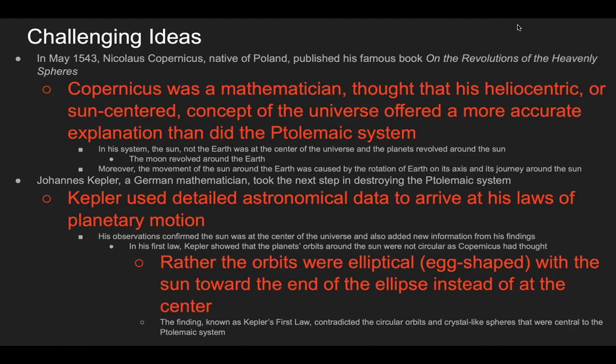Moreover, the movement of the sun around the Earth was caused by the rotation of the Earth on its axis and the journey around the sun. Johann Kepler, a German mathematician, took the next step in destroying the Ptolemaic system. Kepler would use detailed astronomical data to arrive at his laws of planetary motion.